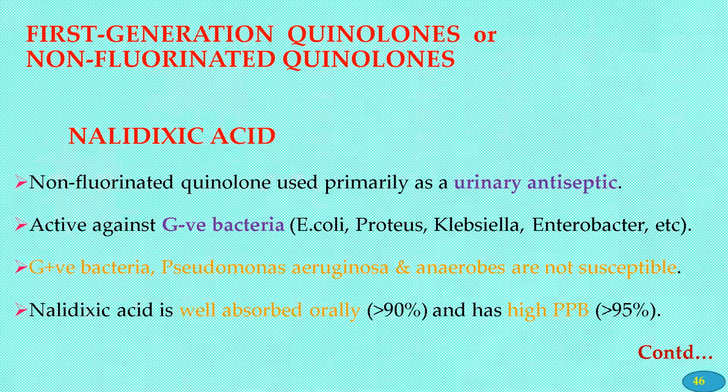So it's the first drug. Nalidixic acid is very well absorbed orally. More than 90% of the drug is absorbed after oral administration and has very high plasma protein binding.